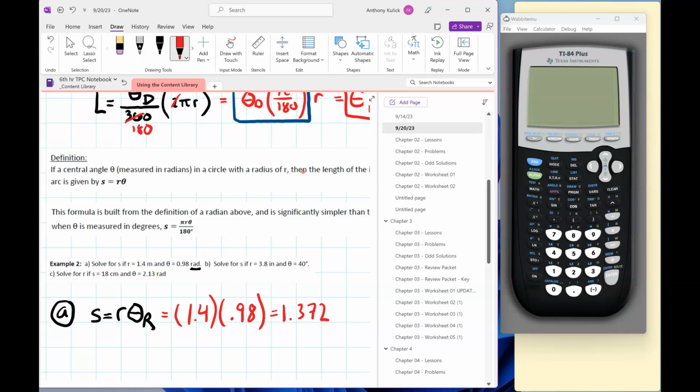Now, this should have a unit on it, right? Because it's an arc length. What unit should be attached to this? Not radians, not degrees. It's a length. Meters. Whatever the unit that we use to measure the radius should be the same unit as our arc length.